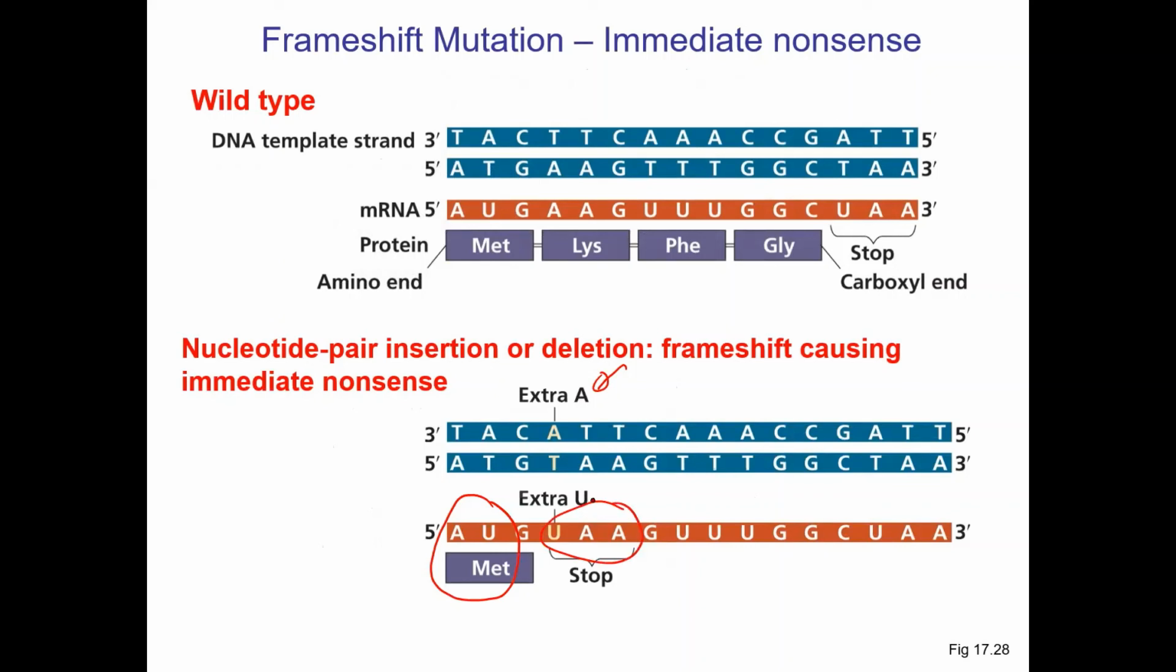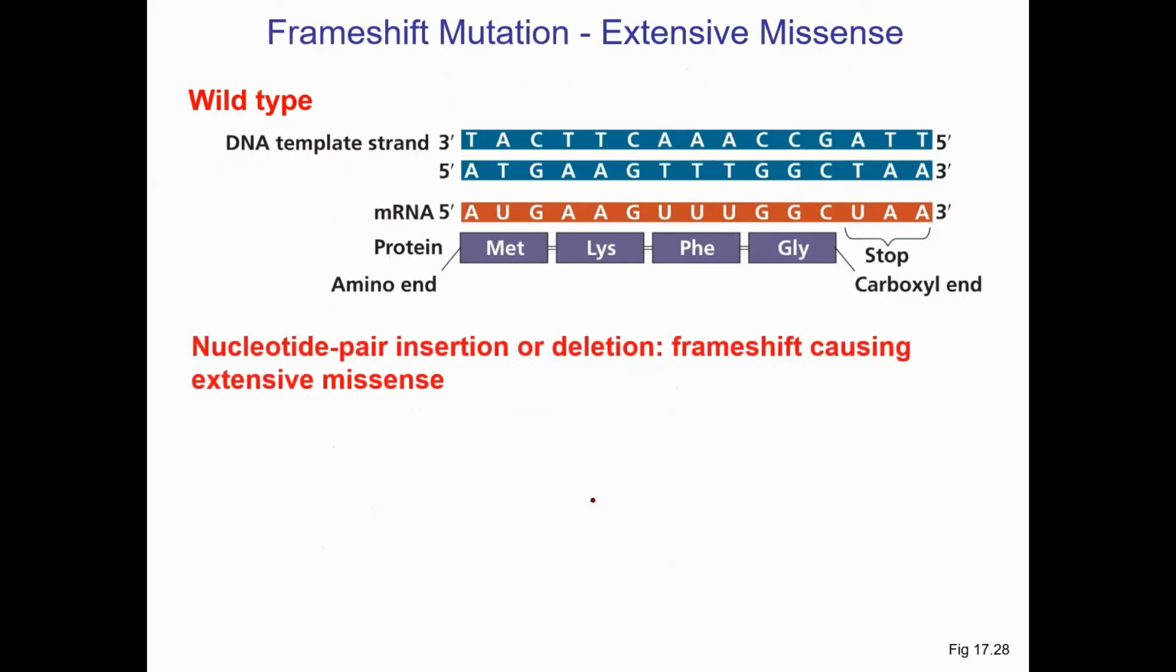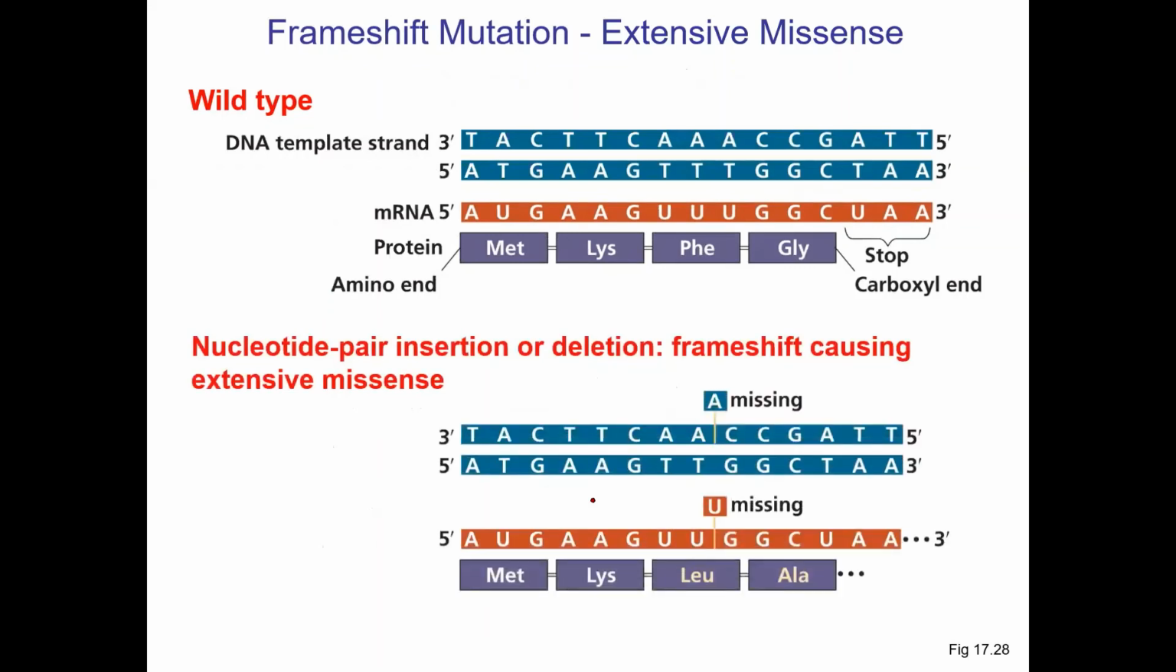These kinds of things happen once in a while. Like I said, usually you're looking at the entire gene as non-functional. It can be lethal to the cell. Sometimes we end up with extensive missense. You can see in this case we've got a whole bunch of wrong amino acids. In this case, what they've done is deleted this A here, and after that, all the amino acids are wrong. So you've got the wrong kind of protein going on there.